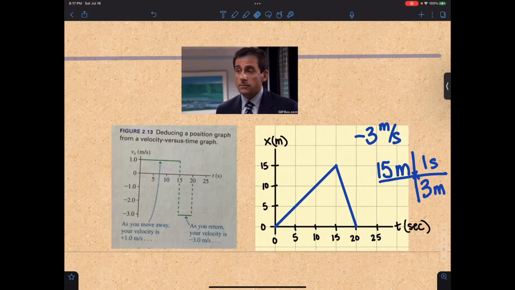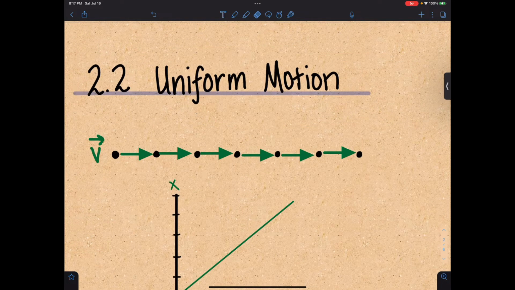Sweet. We did it. Let's talk a little bit about uniform motion. If you drive your car on a straight road at a perfect, steady 60 miles per hour, you will cover 60 miles during the first hour, 60 miles during the second hour, 60 miles during the third hour, etc. You get it.